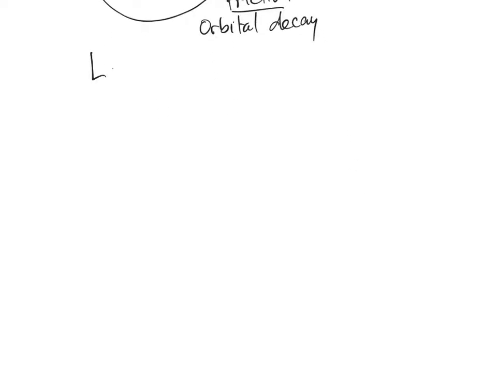So low Earth orbit is typically around 1,000 kilometers, 1,000 to 2,000 kilometers. Anything above about 200 to 250 kilometers. They have an orbital period of around between 1 and 2 hours.